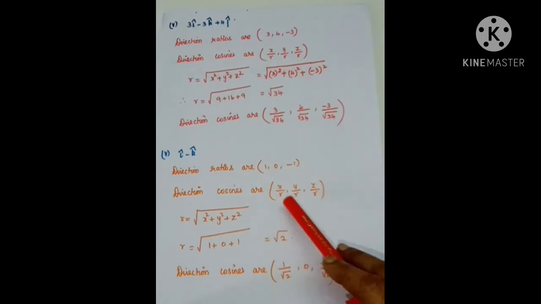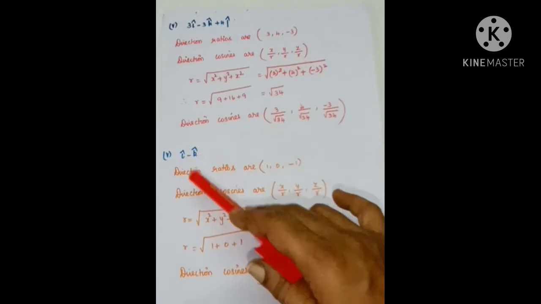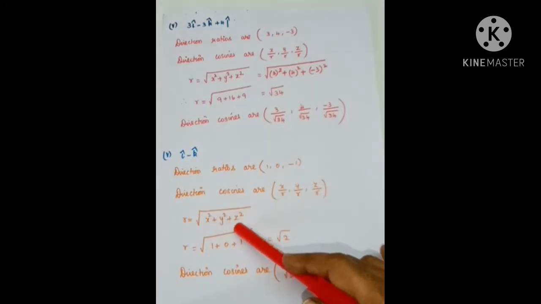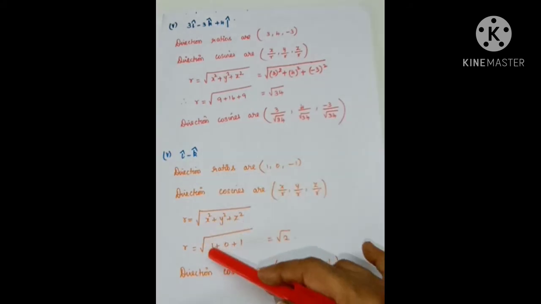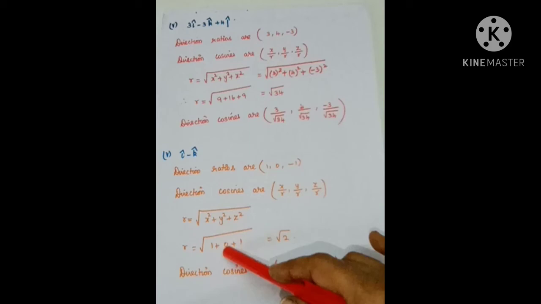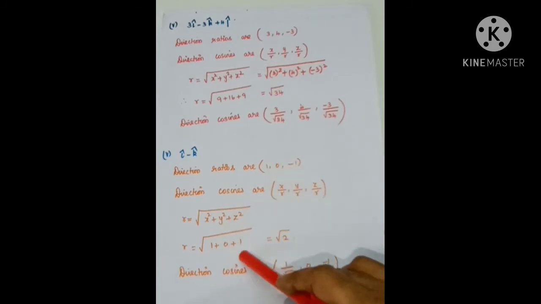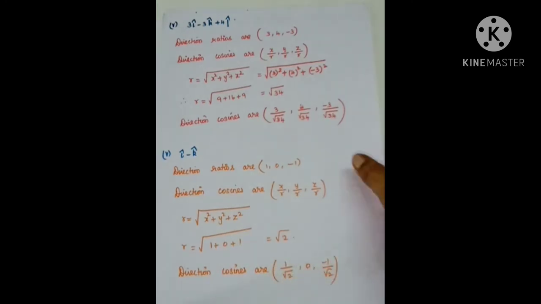So the direction cosine formula, in that your r is equal to the magnitude of this vector, that is square root of x squared plus y squared plus z squared. That is square root of, what is x? x is nothing but 1. 1 squared is 1. y is 0, so 0 squared is 0. Plus z is minus 1. So minus 1 the whole squared is plus 1. So the answer is root 2, and you have to substitute in the formula.